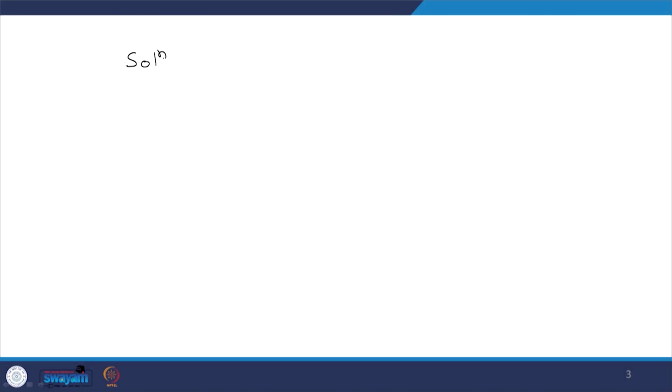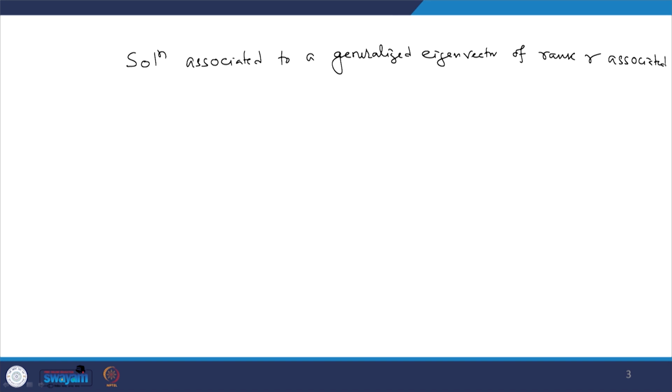Now, let me answer these questions. Solutions associated to a generalized eigenvector of rank r associated to eigenvalue lambda of the matrix A.